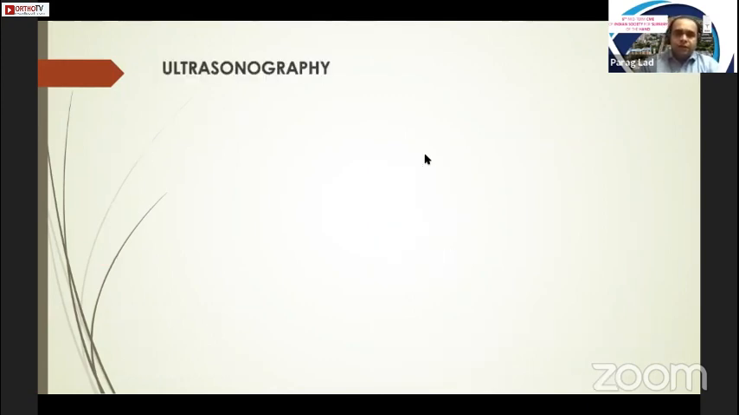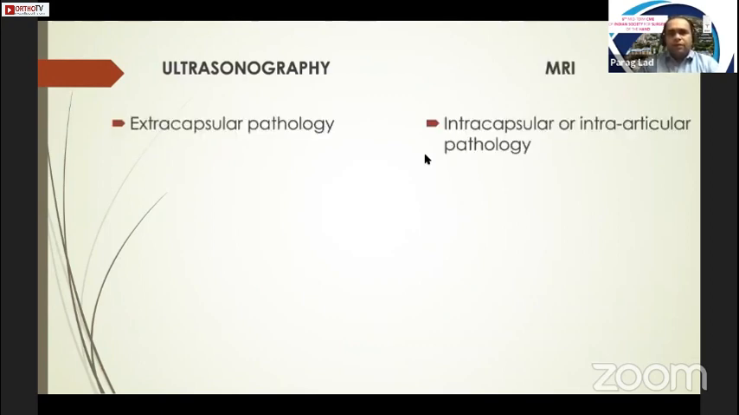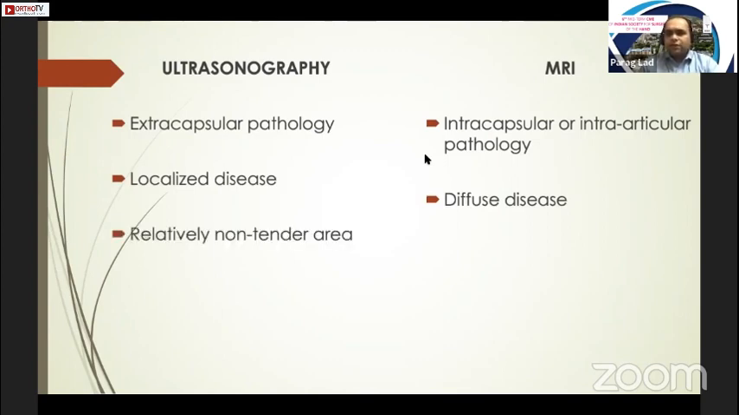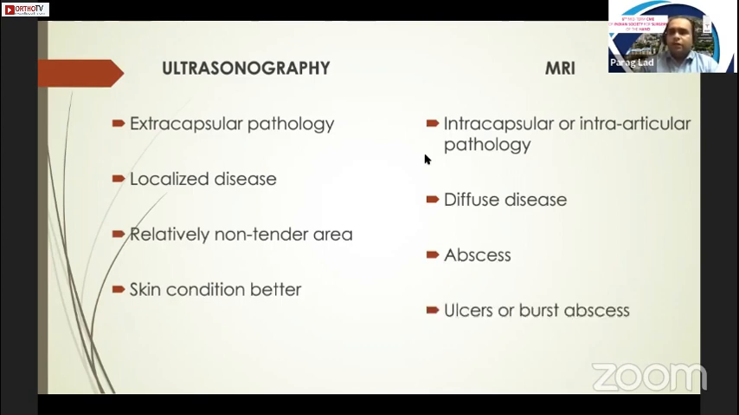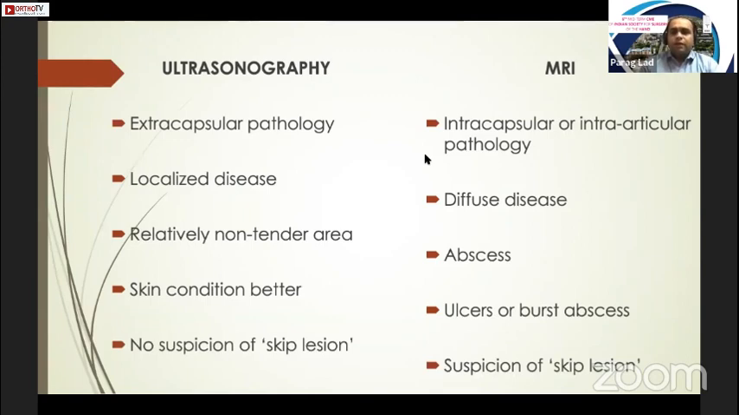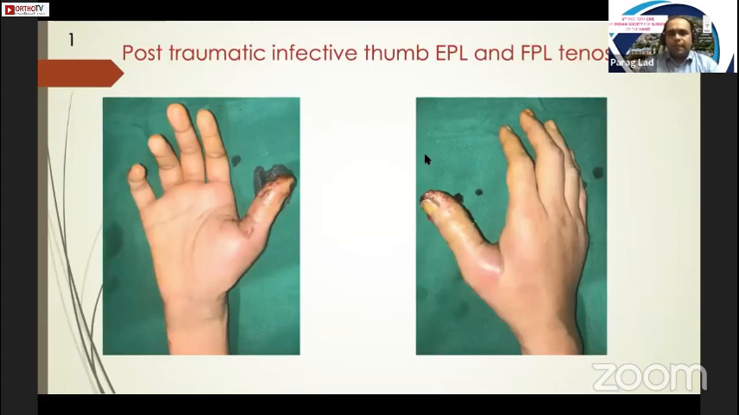When should we consider an ultrasound or an MRI in such cases? We try to find out clinically whether the pathology is inside the joint or outside the joint. We should consider ultrasonography when we are considering a localized disease. If there is a relatively non-tender area, sometimes a skin condition or an ulcer or a burst abscess, and too much tenderness along the digit, usually we should consider a scan. And if you are not suspecting any skip lesion, or the disease is more localized, we should consider ultrasonography.